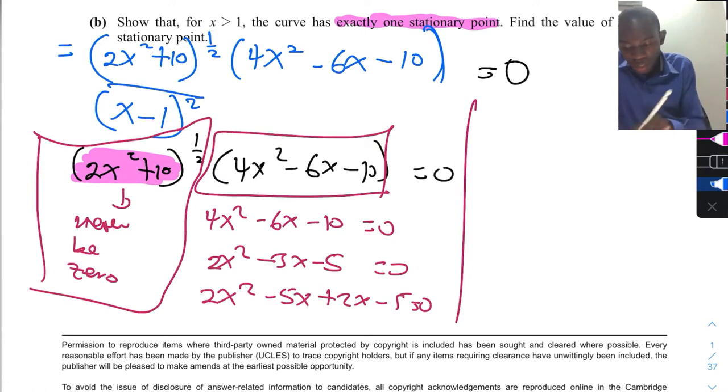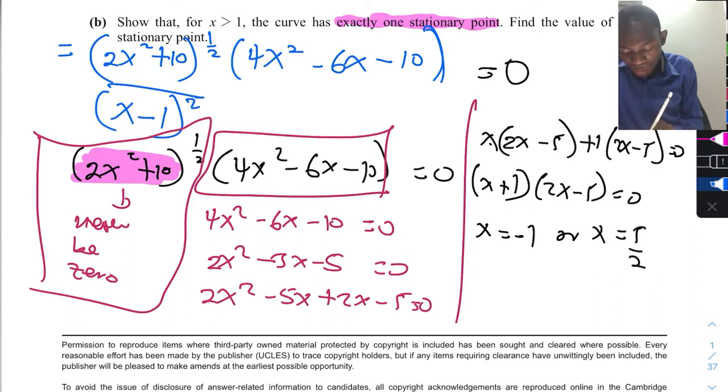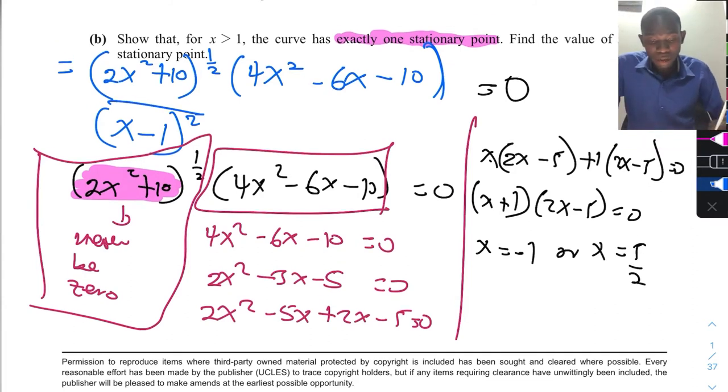All right, so that means that if we pull x out, we are left with 2x minus 5. And then we pull 1 out, we have 2x minus 5 equal to 0. So we have x plus 1 and then 2x minus 5 is equal to 0, giving us x equals -1 or x is equal to 5 over 2. Okay, now remember that the question says, let me highlight that, for x is greater than 1.